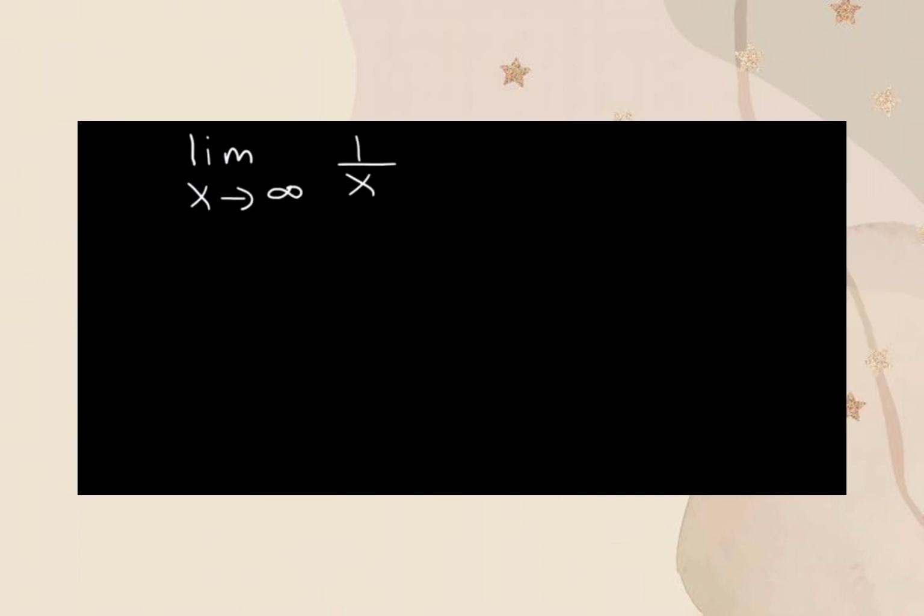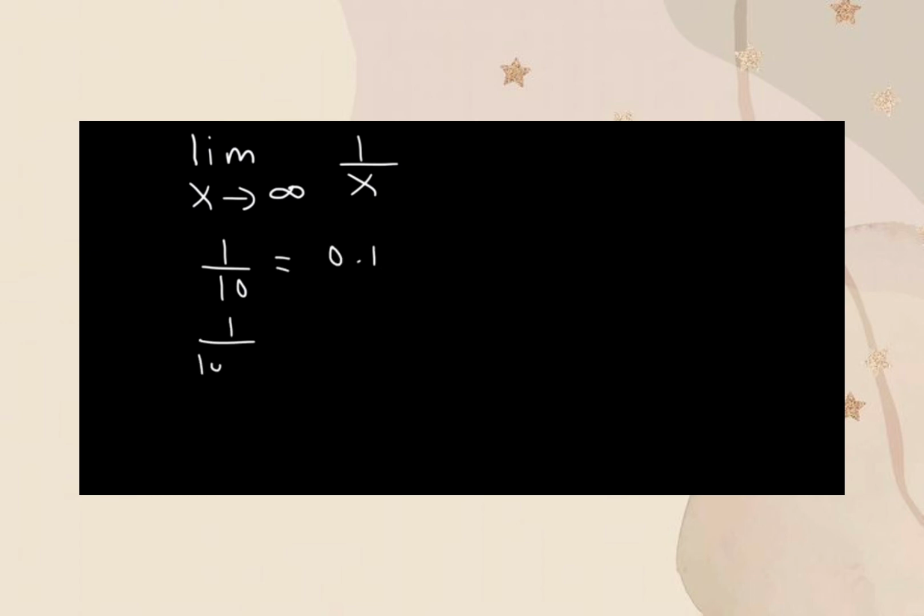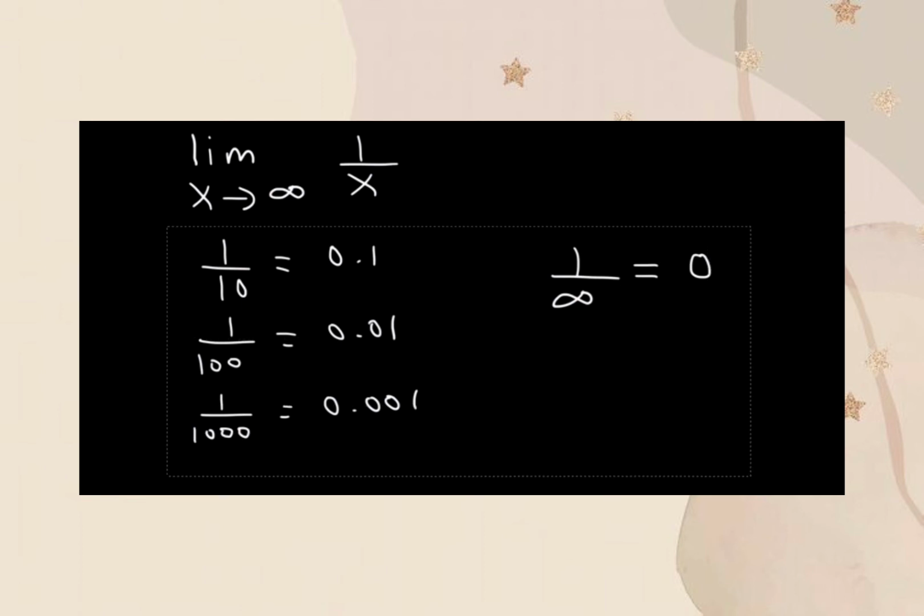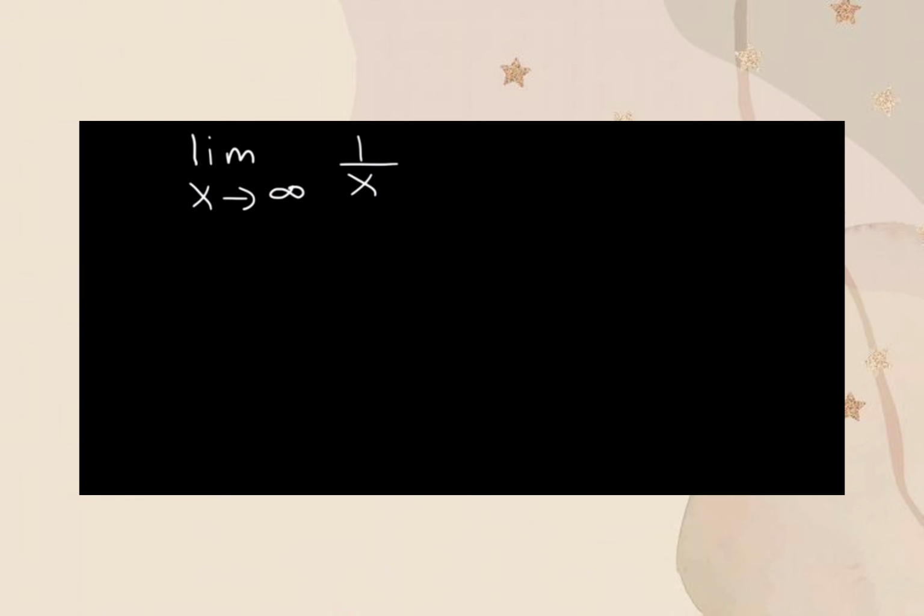So what is the limit as x approaches infinity of 1 over x? If we plug in numbers, whenever the denominator is large, you will get a small value and vice versa. For example, 1 divided by 10 is 0.1, 1 divided by 100 is 0.01, and 1 divided by 1000 is 0.001. Therefore, we can say that 1 over infinity, which is a very large number, is going to be close to 0. So, the limit as x approaches infinity of 1 over x is 0.